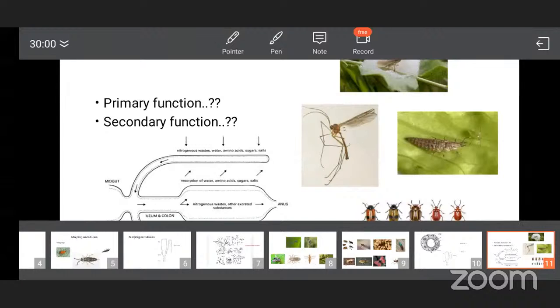You understood the primary function, right? Yes, ma'am. Secondary function? Yes, ma'am. Okay, then I will start from there.